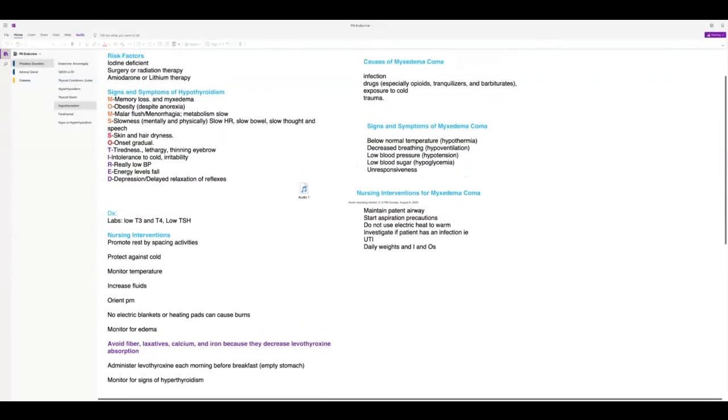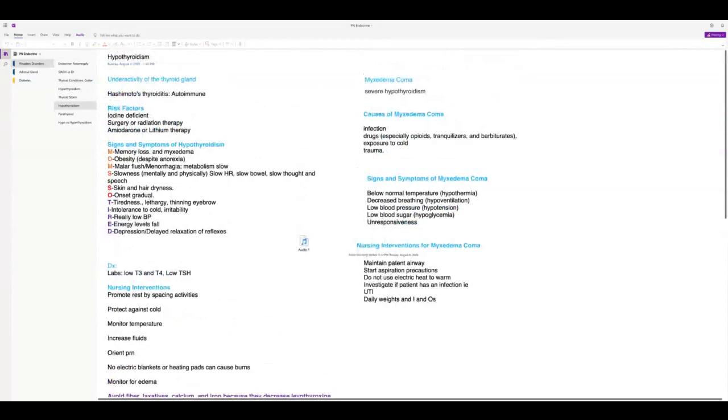All right, now myxedema coma is like a medical emergency. So it can be caused by stress, infection, exposure to cold, and trauma. So you would look for that.